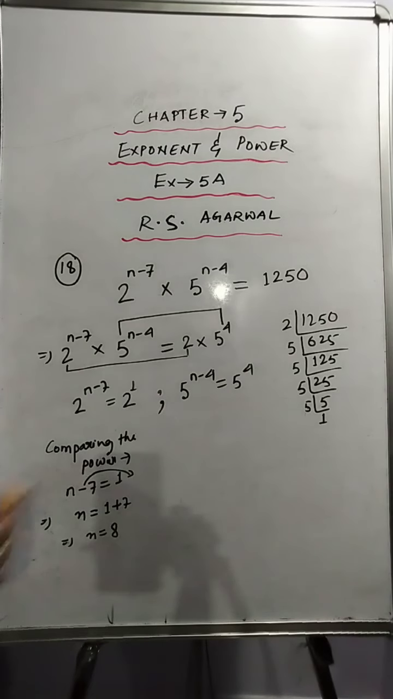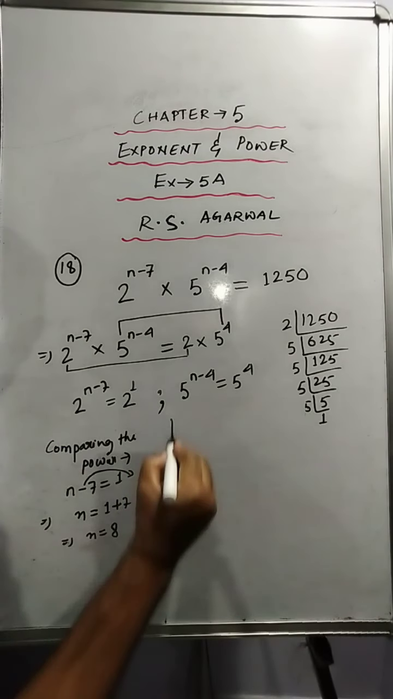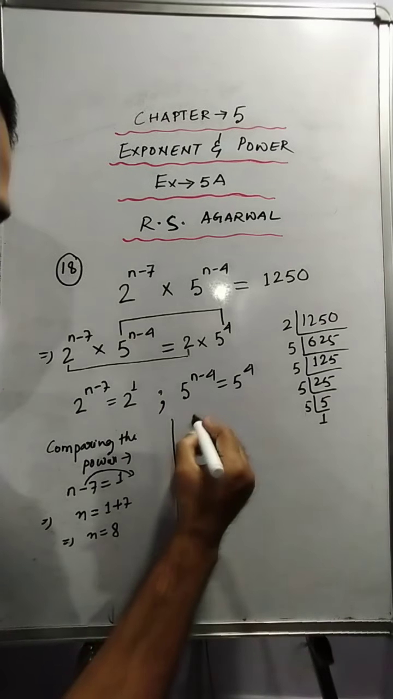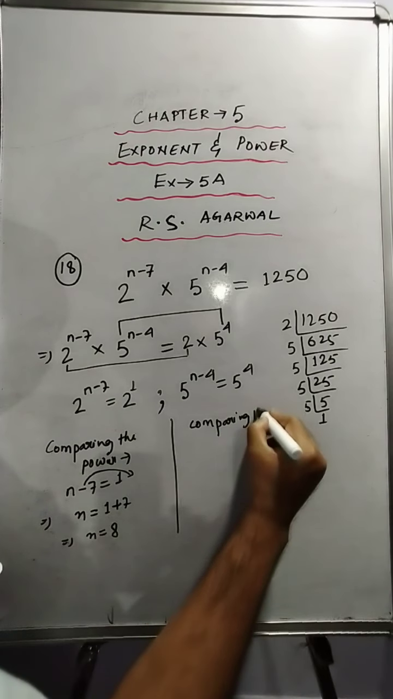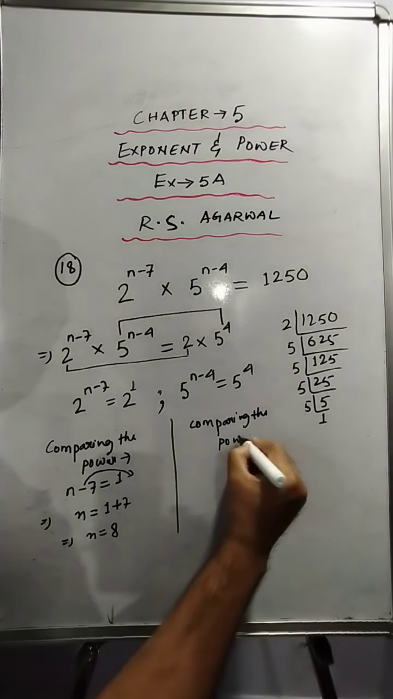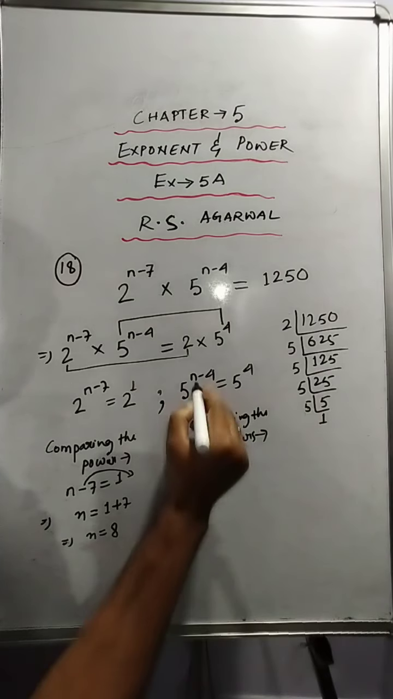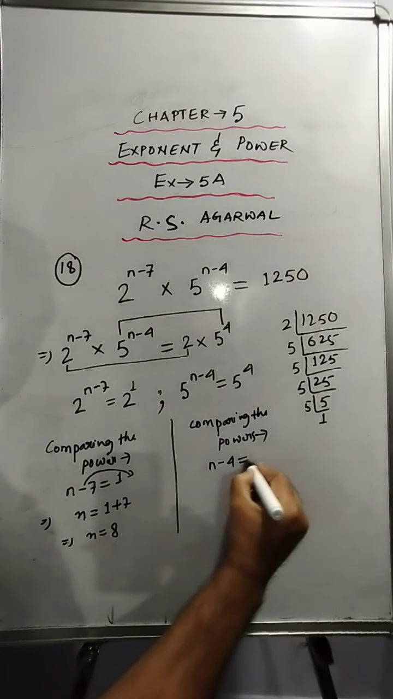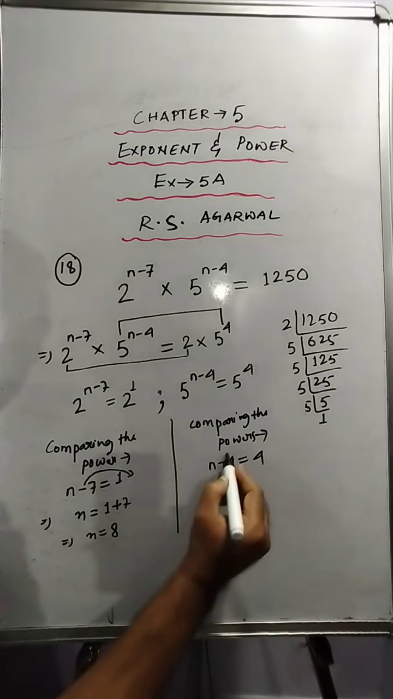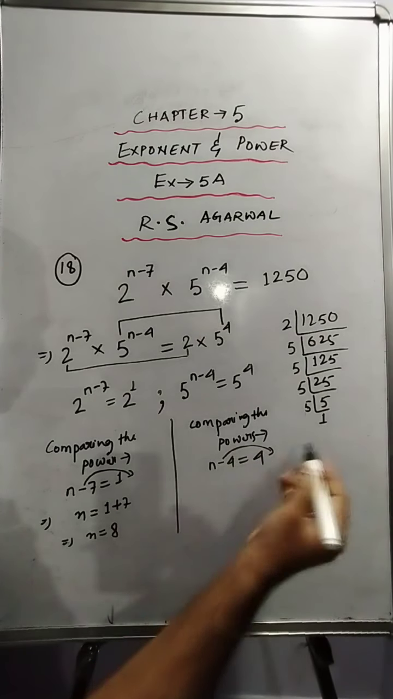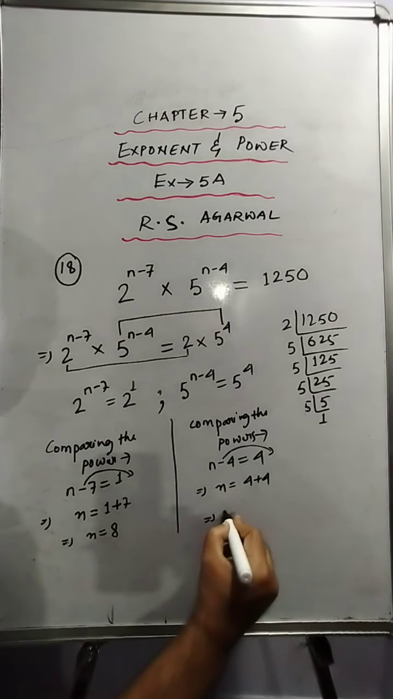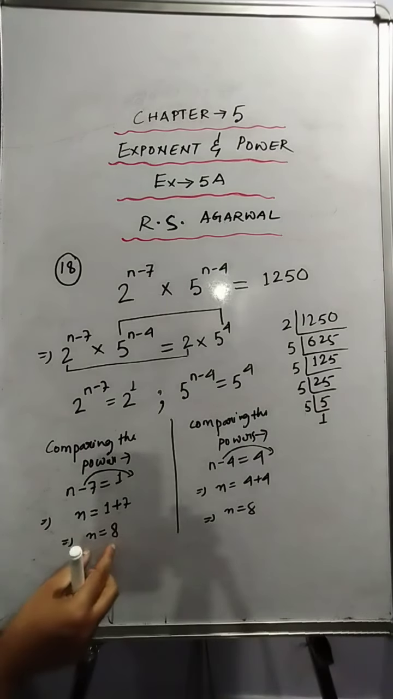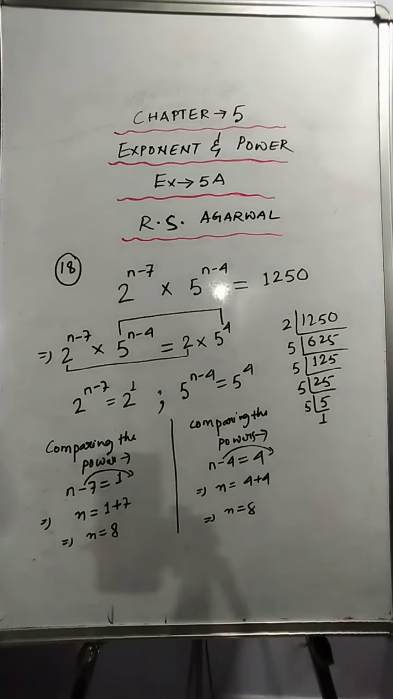Okay, that is for base 2. Now again for this also we will compare the powers. So see, n minus 4 would be equal to 4. So if you have to get the value of n, we have to transpose this minus 4 towards the right hand side. So the value of n would be what? 4 plus 4. So n is equal to 8. So you see, in both the cases we are getting the same answer. So hence the value of n would be equal to 8.